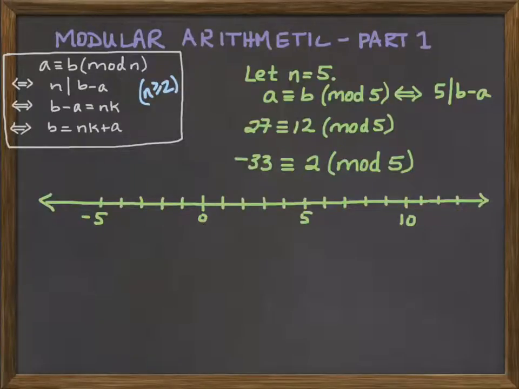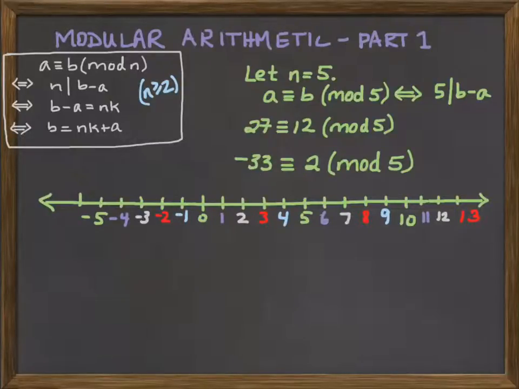So every single one of these multiples of 5, they're all congruent mod 5. Now I could shift all of these numbers up by 1 and get a new set of numbers that are all congruent to each other. So shifting them up by 1, I get 1, 6, 11, and negative 4, and those numbers are all congruent to each other mod 5. Again, shifting up by 1, 2, 7, 12, and negative 3 are all congruent mod 5. 3, 8, 13, and negative 2 are all congruent mod 5. And 4, 9, and negative 1 are all congruent mod 5.